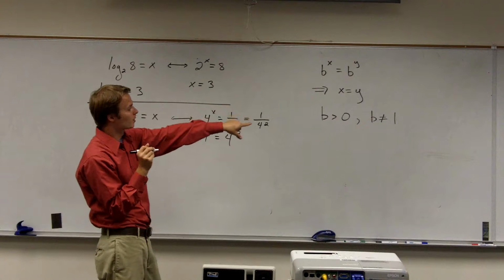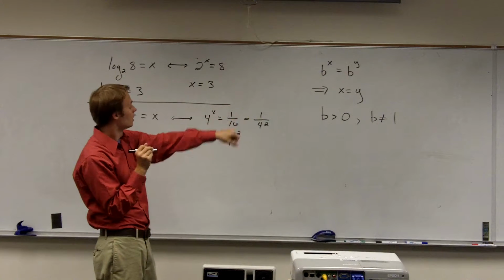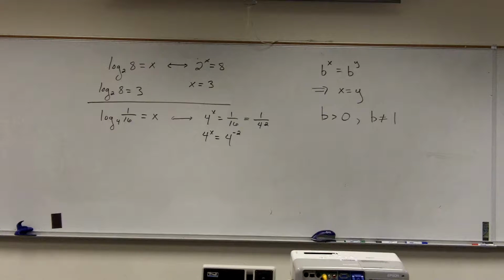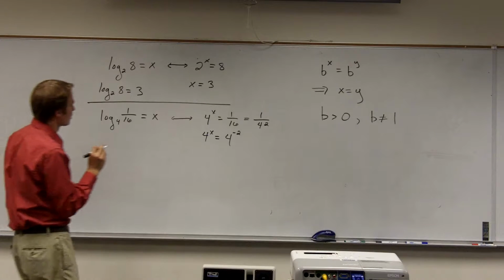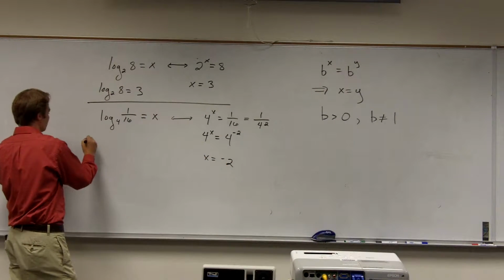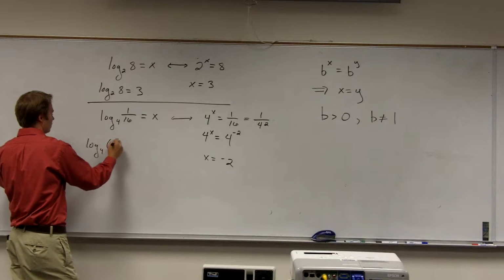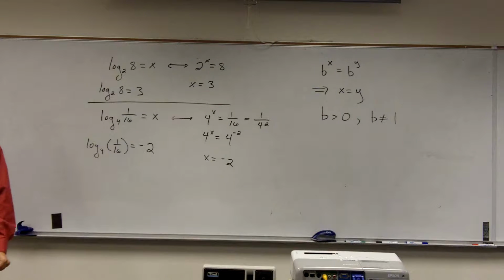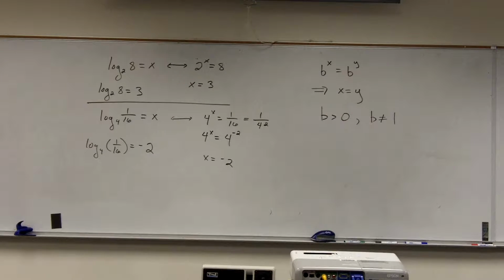Our rule says as long as b is not equal to 1 and it's a positive value, then this should work out fine. So I'm going to say here that x is equal to negative 2. So in fact, log base 4 of 1/16 is equal to negative 2. Okay. And if you thought about it long enough, you probably would just figure it out without necessarily having to do the equation over here. But you can always do the equation if it helps.